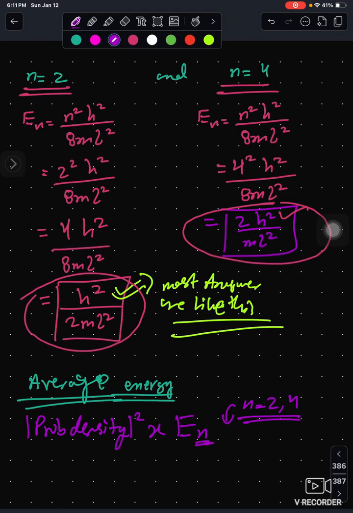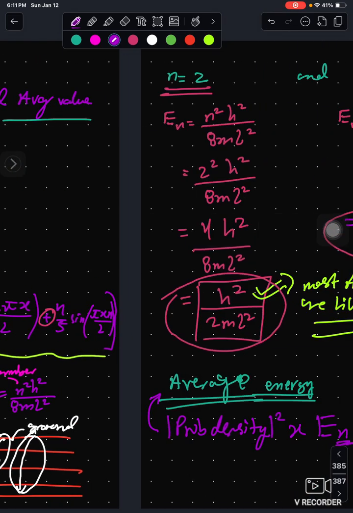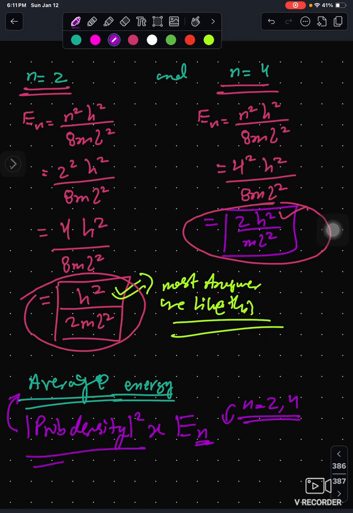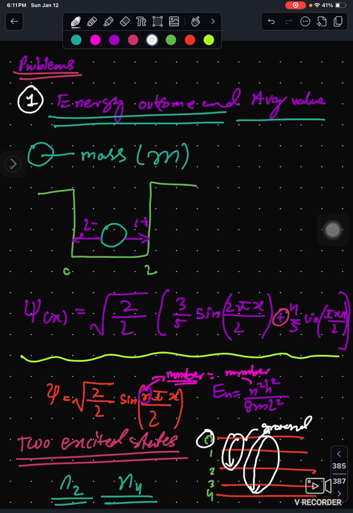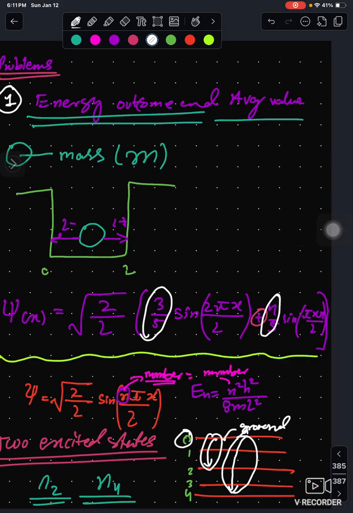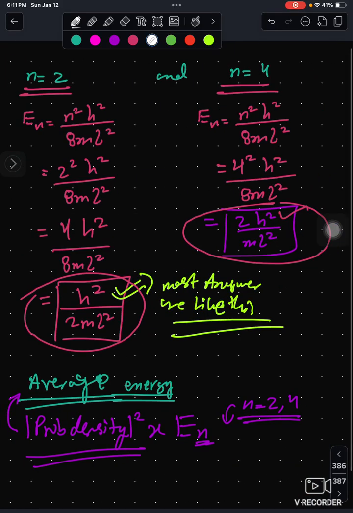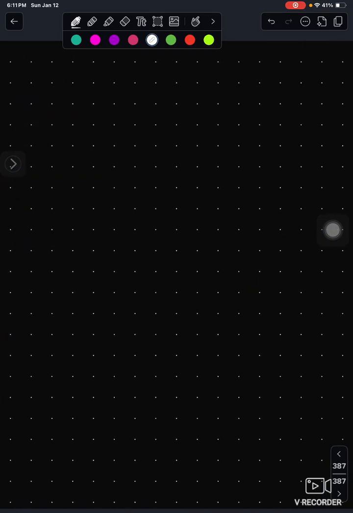So this is our average energy, and what I meant by probability density is these values over here. If we don't take the square, we will get the answer in negatives. So how do we do this? For n equals 2 and n equals 4.